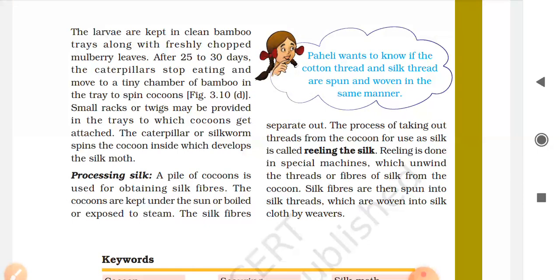Now, what is the process to get the silk fibers? So, processing silk. A pile of cocoons is used for obtaining silk fibers. The cocoons are kept under the sun, or boiled, or exposed to steam. The silk fibers separate out. The process of taking out threads from the cocoon for use as silk is called reeling the silk. Reeling is done in special machines which unwind the threads or fibers of the silk from the cocoon. Silk fibers are then spun into silk threads, which are woven into silk cloth by weavers.